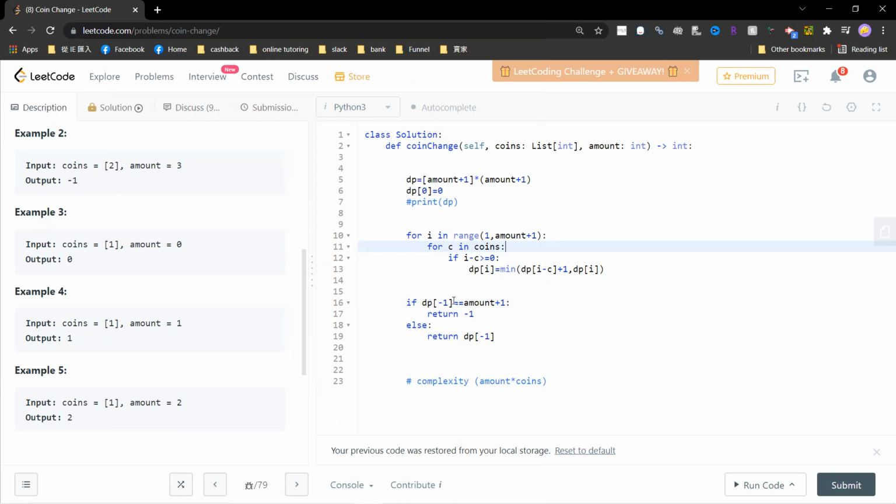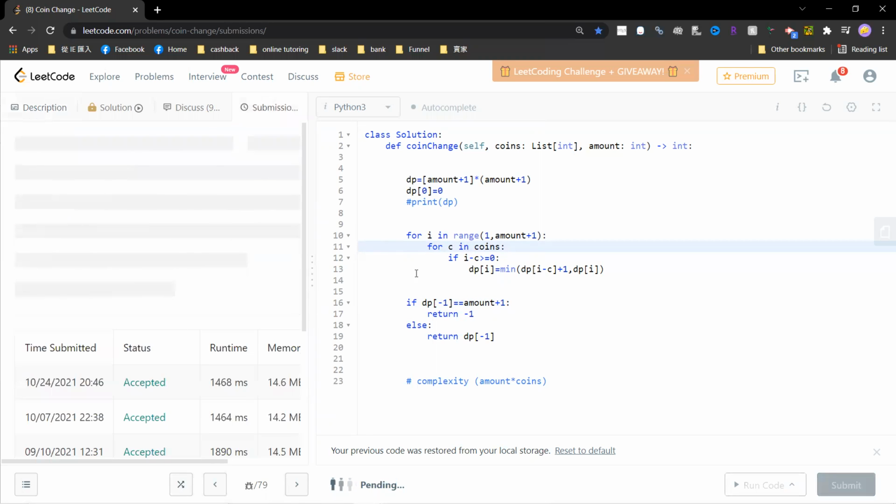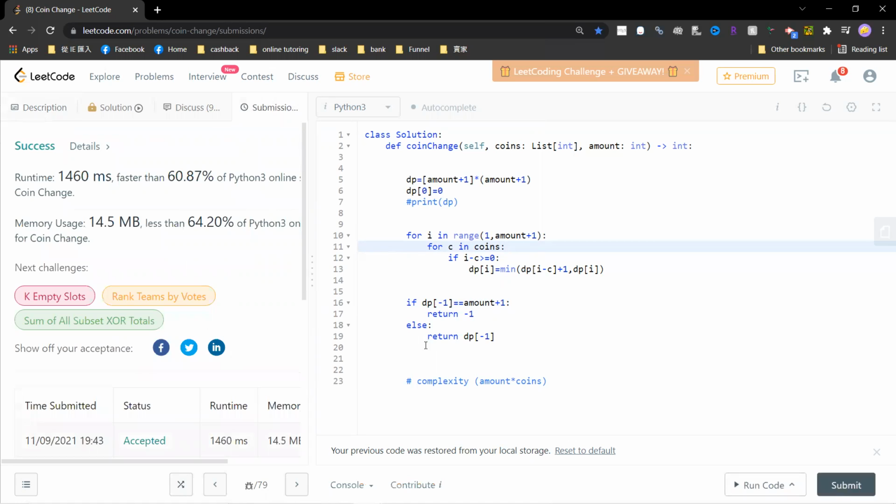And then finally, if dp[-1] is amount plus 1, that means dp[-1] has not yet been updated, so it should return -1 because there's no way. Otherwise, you return dp[-1]. Okay, that's it. So simple solution. This is a very old school DP problem that you can find the answer to in a textbook. Okay, so see you guys in the next videos.